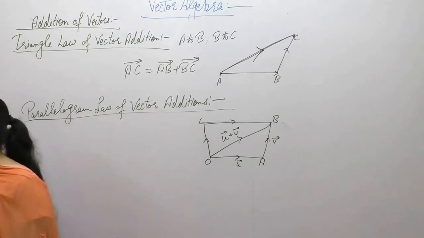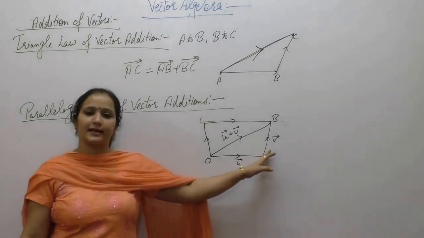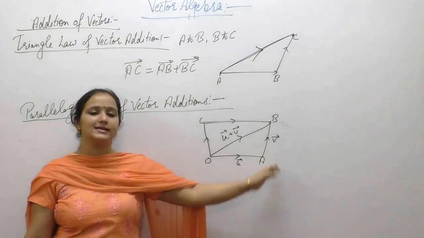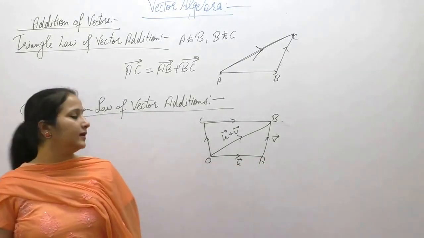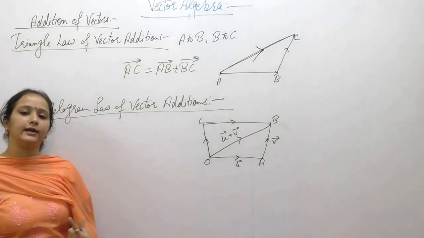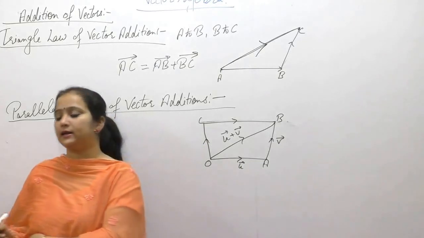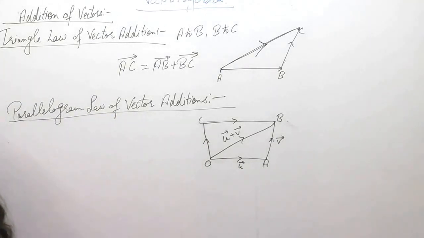I am again repeating. This law states that when two vectors are represented by two adjacent sides of parallelogram with same direction and magnitude, then the resultant of this vector is represented by the diagonal of the parallelogram.